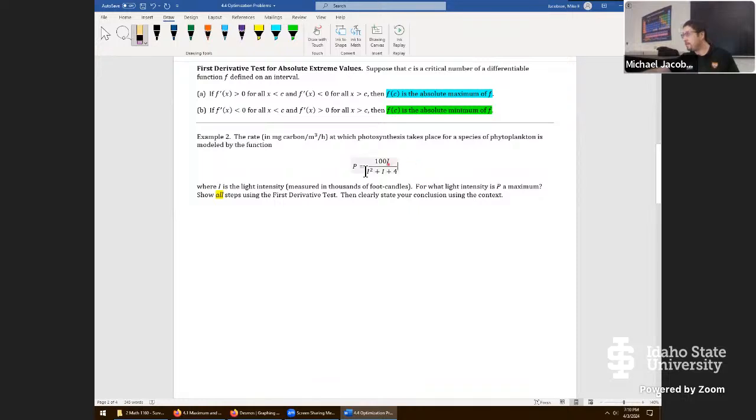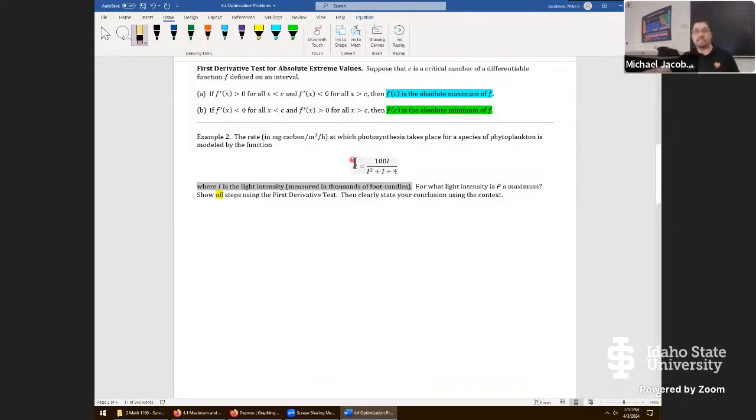And for the phytoplankton, here's the function that they're going to be using to model. P stands for photosynthesis. It looks like that's the correspondence there. But the I is a pretty odd unit. I is the light intensity measured in thousands foot candles. Again, that's a real unit, but it's a weird one for light intensity. Usually you're using lumens these days, I think.